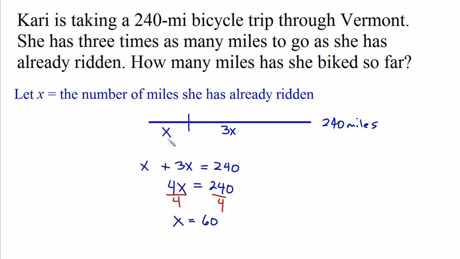We can check by plugging in 60 for the first portion that she's ridden, and then 3 times 60 is 180 for the second part, which she has left to ride. So 60 plus 180 is 240. So this answer does check. Therefore, Carrie has biked 60 miles so far.